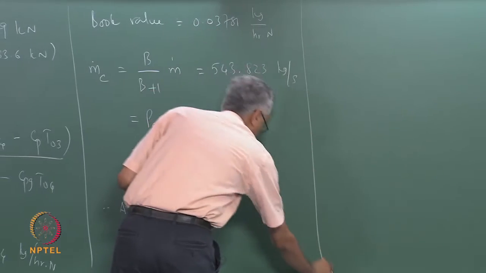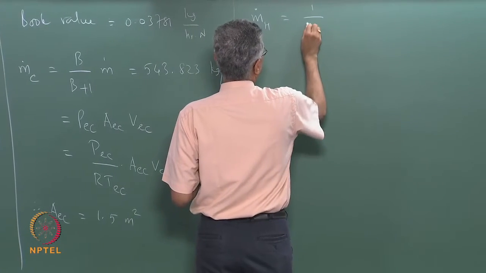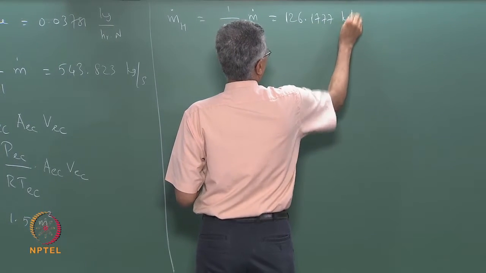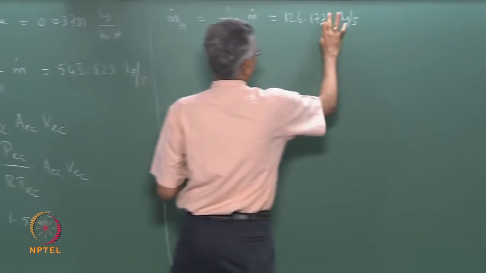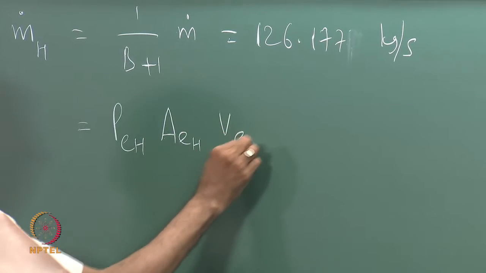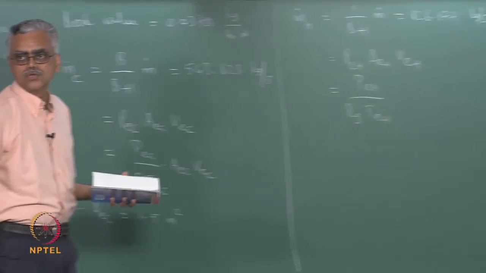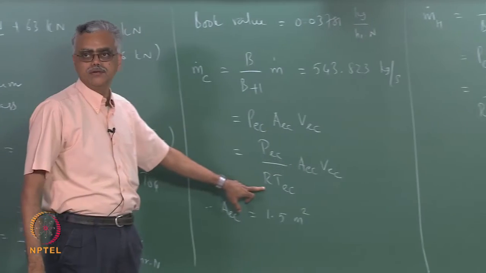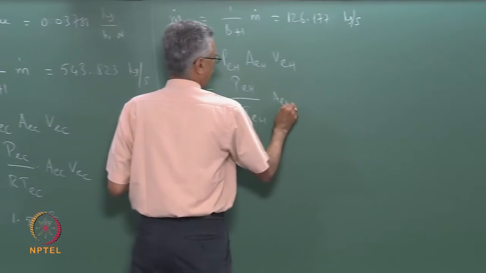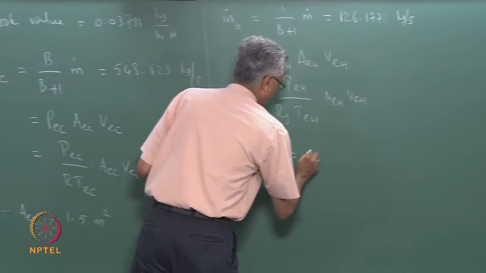And in the same manner, I can calculate the mass flow rate through the hot nozzle. So m dot h is equal to 1 over b plus 1 times m dot. So the mass flow rate through the hot nozzle is about 126.177 kg per second, and this is also equal to rho_eh times A_eh times V_eh, or this is nothing but P_eh divided by R_G times T_eh. Remember, these are combustion gases, so we use R sub G here, and R for the cold air. Times A_eh times V_eh, and so this gives me the hot nozzle area A_eh to be 0.511 meter square.